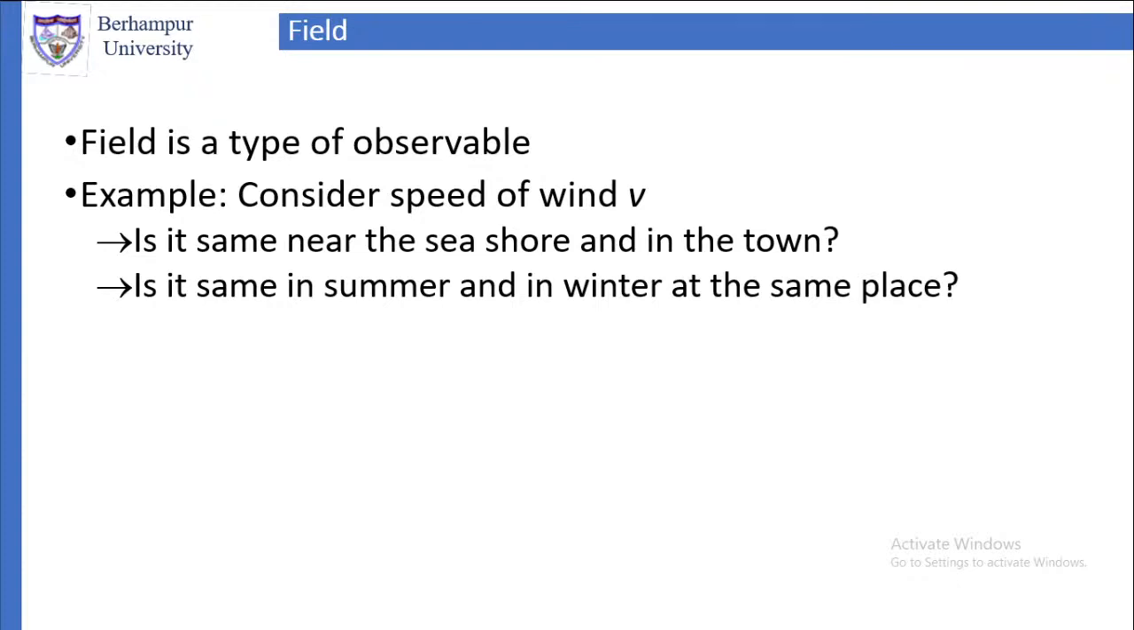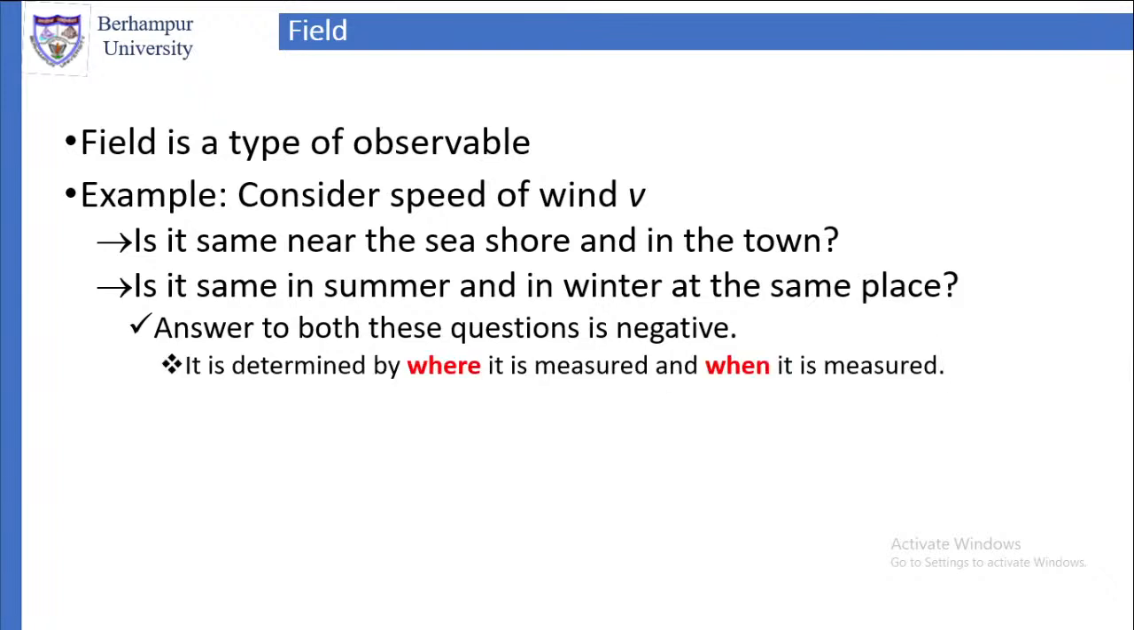What you are observing is the speed. Speed is the observable. The observable is dependent on time and dependent on space. So you observe it at a time and a space. The answer to these two questions that I asked is negative, which means it is determined by where it is measured and when it is measured. When and where, these are the two important things for the observables. From this we can say wind speed is a function of position and time.